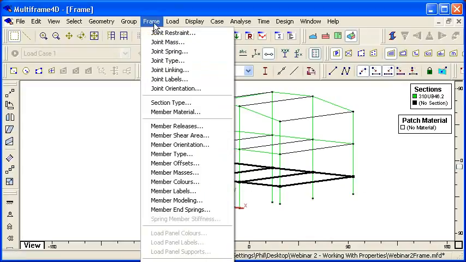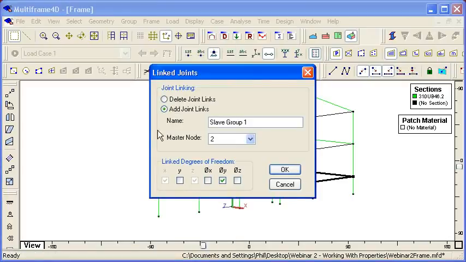Then from the Frame menu, I can choose Joint Linking. Because all of those members lie in a horizontal plane, when I add my joint linking, we can choose which degrees of freedom lie together and are linked together. And in this case, the common characteristic of all of those joints is that the rotation about a vertical axis, the theta y, is linked together. So that's ticked here in this dialog.